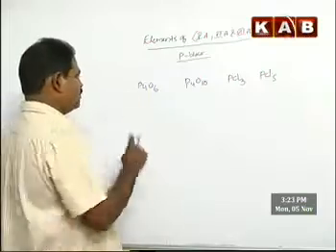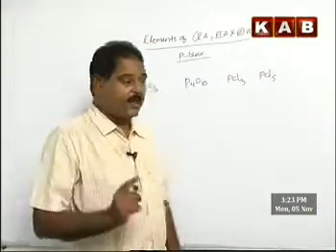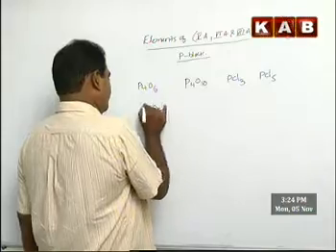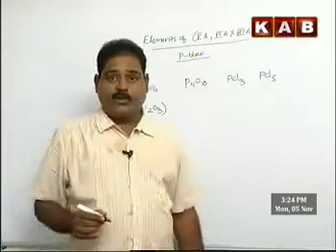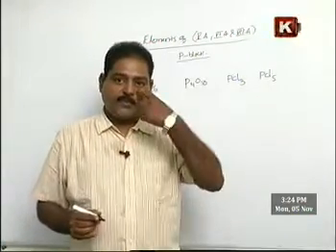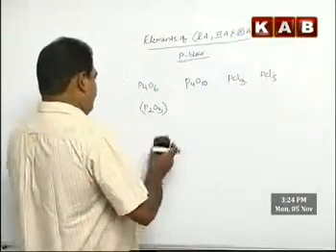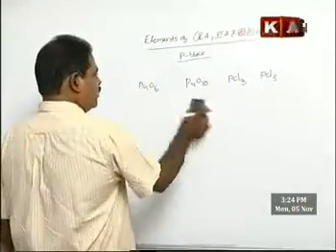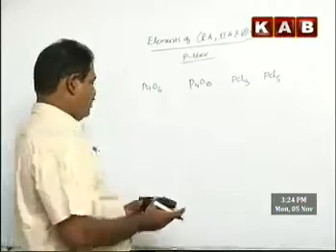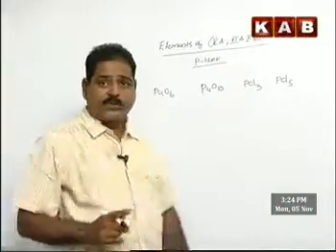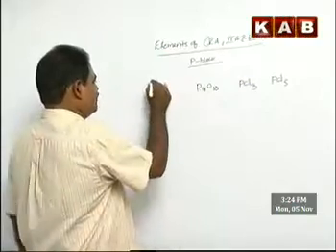What is this P4O6? Phosphorus trioxide, which you might have liked to write as P2O3. But in fact, that doesn't exist as P2O3. Phosphorus trioxide exists as P4O6. Therefore, P4O6, P4O10, PCl3, PCl5, how do they react with water? This is an oxide of phosphorus in +3 oxidation state.